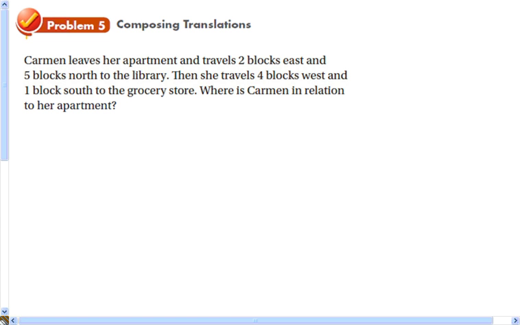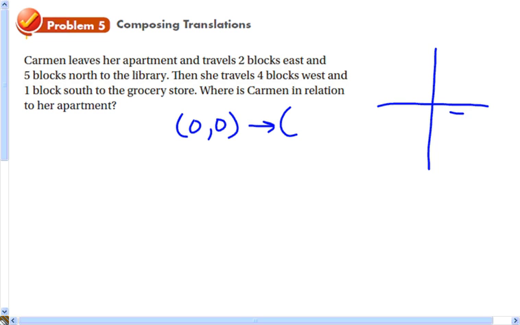So if we think about that, let's just think of her apartment as 0, 0. So 0, 0 translates to the point, if she travels 2 blocks east, so on a coordinate system, east would be this direction, west, north, south. She travels 2 blocks east. We can think of that as our x-coordinate 2, and then 5 blocks north, north would be a y-coordinate of positive 5. So she goes from 0, 0 to 2, 5.